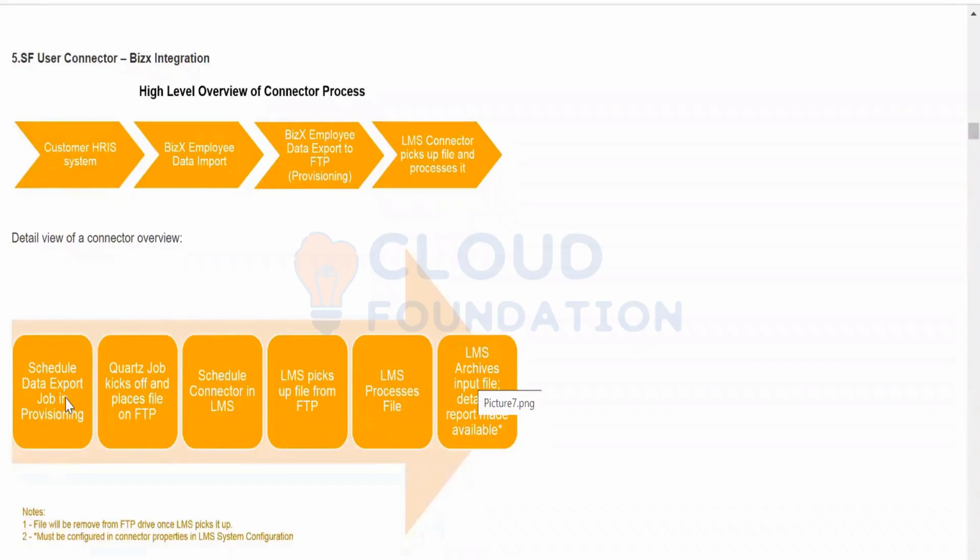There is a job that you should do in the provisioning. If you remember, in the very beginning I showed you in manage schedule, we should do the job. The job we started should run the connector. The LMS connector picks up the file, processes the file, archives it and updates that in the LMS itself. So this is the background story that runs in order to update any information or data.